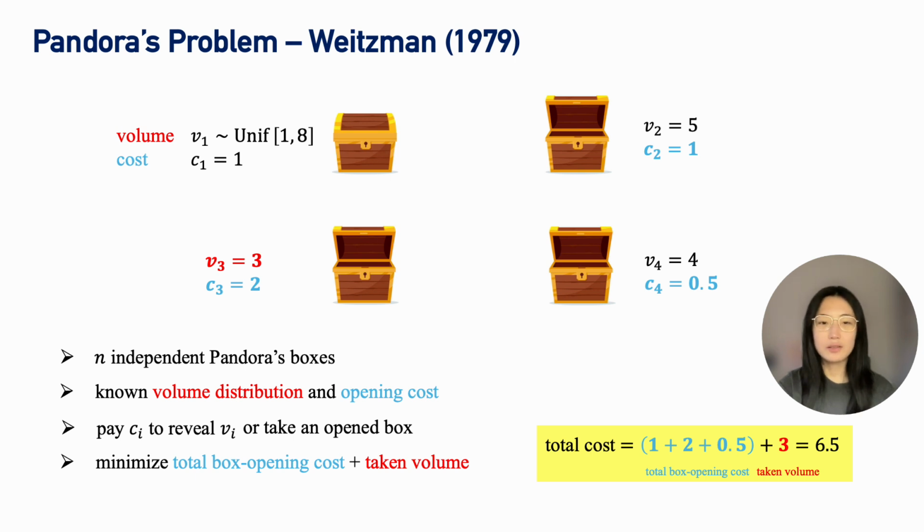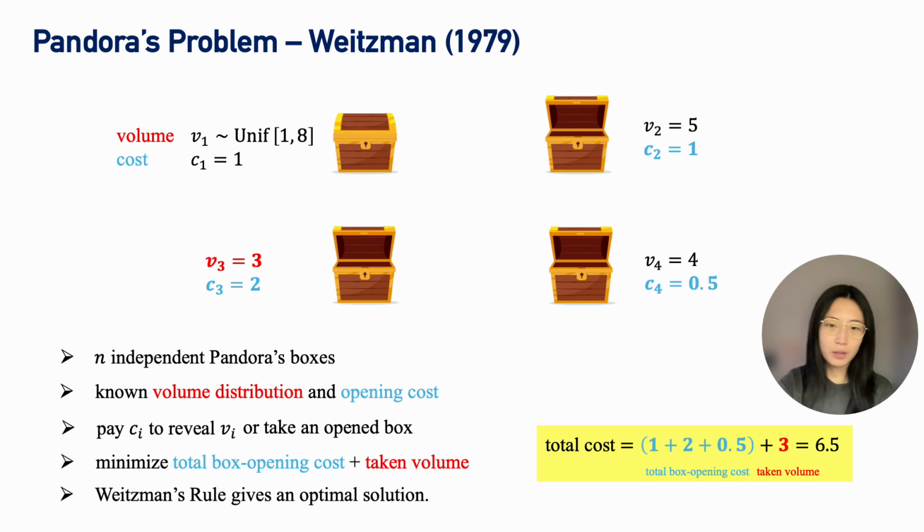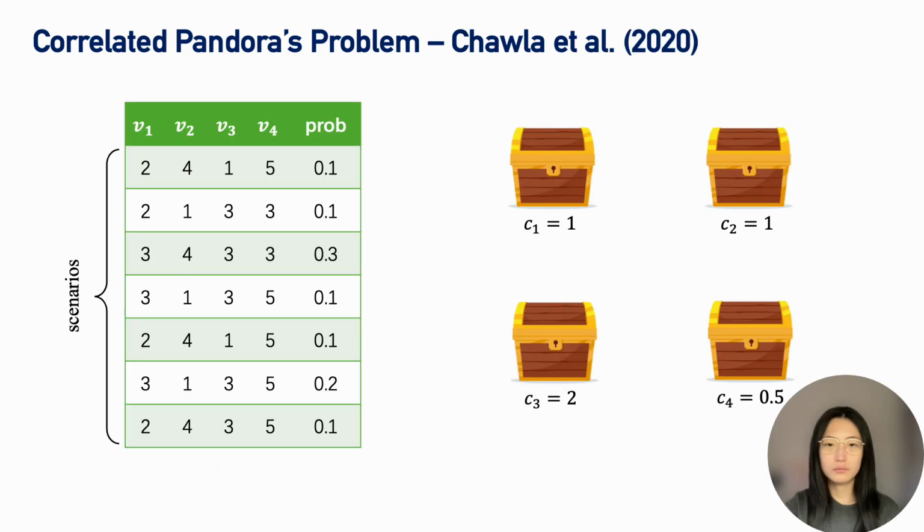the exploitation cost. And this problem itself has a very simple and elegant solution called Weitzman's rule, and it uses some amortization techniques and tries to charge the opening cost of the boxes into the volumes inside, so that we can simply assume that the boxes are free and we can apply some simple greedy algorithms.